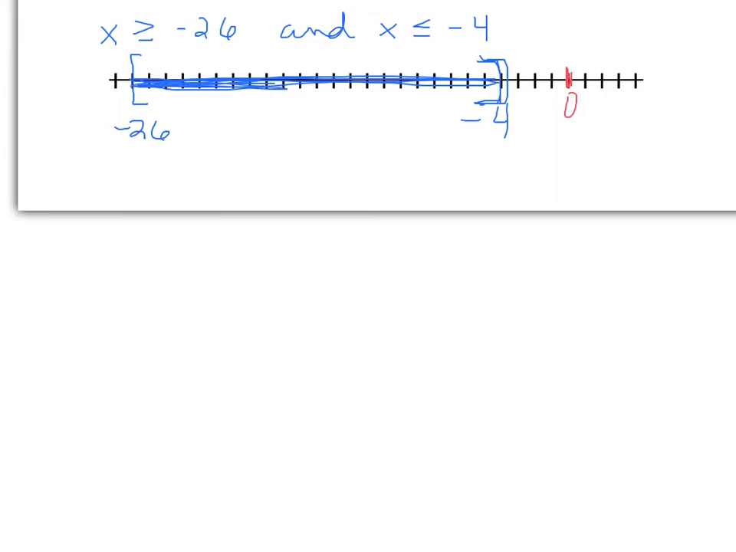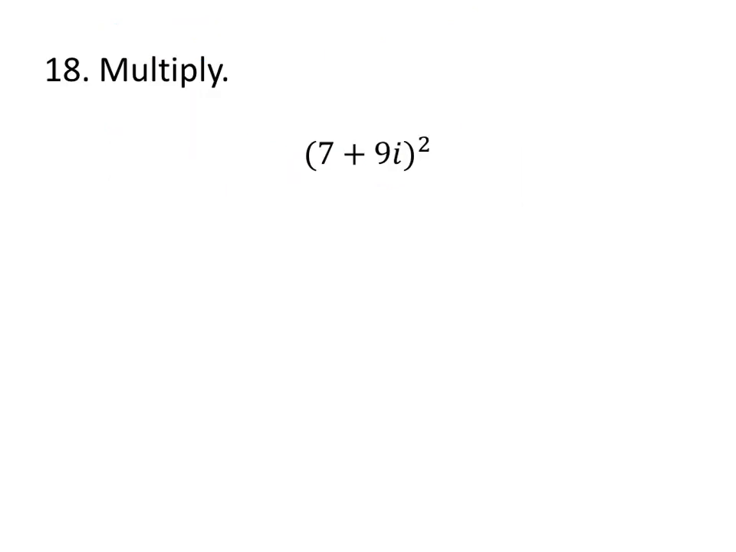I'm trying to make it thick so you'll see. All of that is included in the solution set. So that's how you graph it, and the way you write the interval is you look at the number line. It starts at negative 26. It's constrained between negative 26 and negative 4, so there are no infinities involved, and it ends at negative 4. And that's the answer.